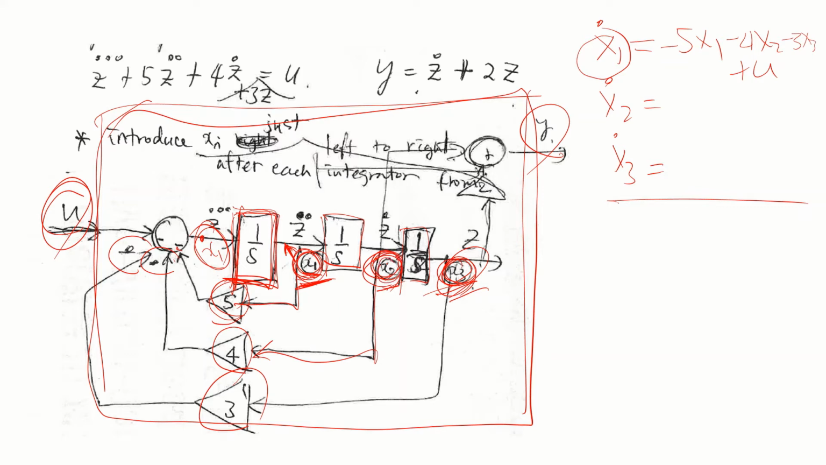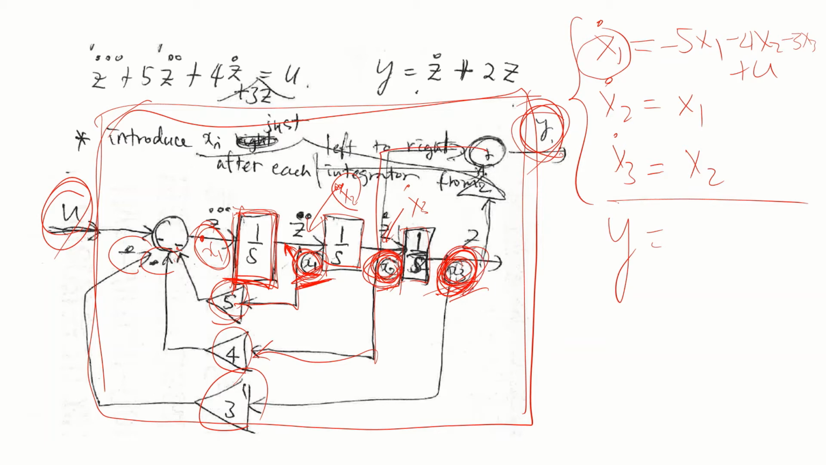How about x2 dot? x2 is here, and so this would be x2 dot. But x2 dot is exactly x1. Okay, so x2 dot will be simply x1. How about x3 dot? x3 dot is here. Okay, x3 dot will be x2. Okay, so you have these state equations. And how about y, the output equation? Output y is the sum of x2 plus 2 times x3.